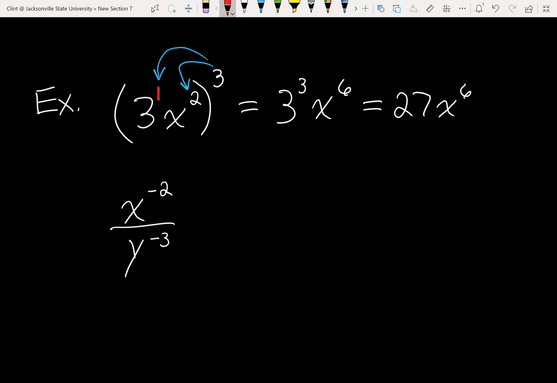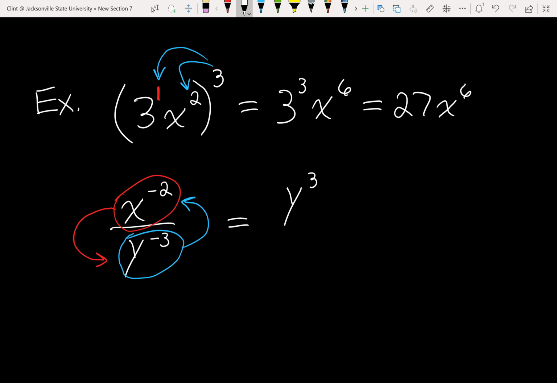So what I'm saying is this term starts out in the top, so we can move it to the bottom, and that will make its exponent positive instead of negative. The y term starts out in the bottom, so we can move it to the top of the fraction, and that will make its exponent positive instead of negative. If we do that, we move the y to the top, so we're going to have y to the positive 3 in the top, move the x to the bottom, and we'll end up with x to the positive 2 in the bottom.